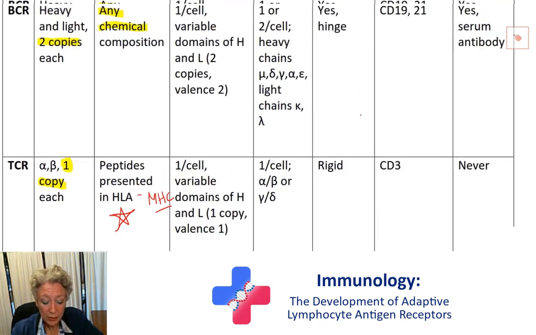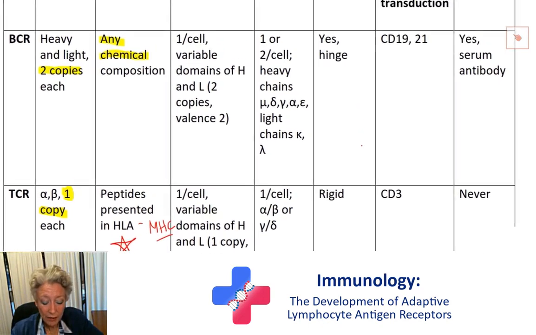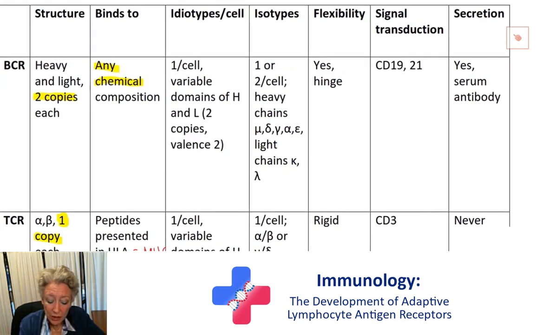Okay, now next we have the fact that each of these receptors must only be present in the form of one type per cell.